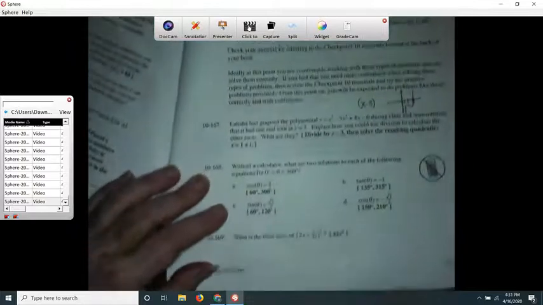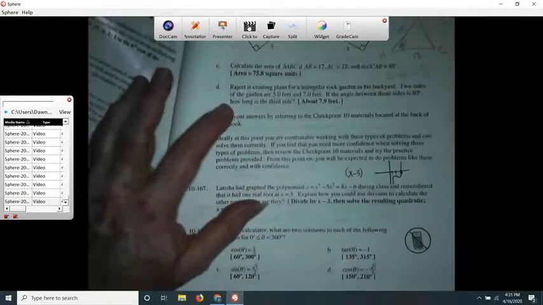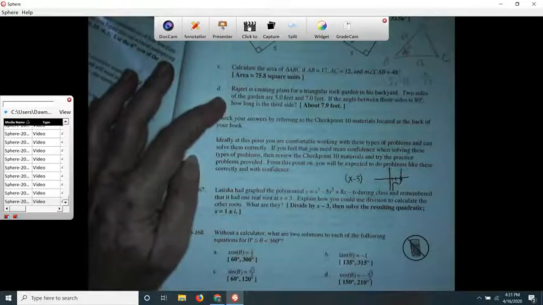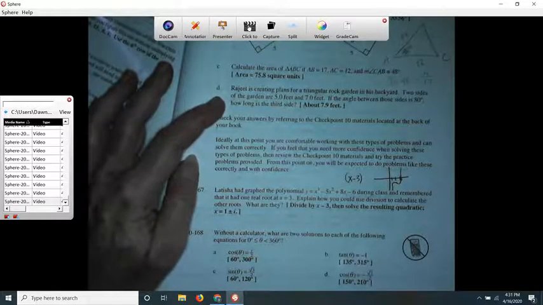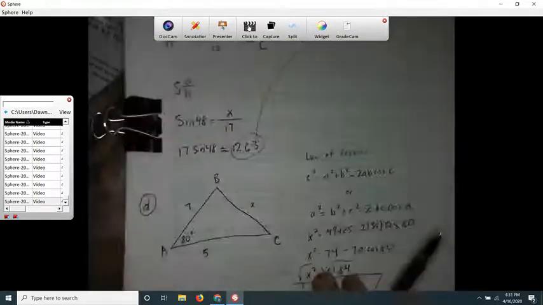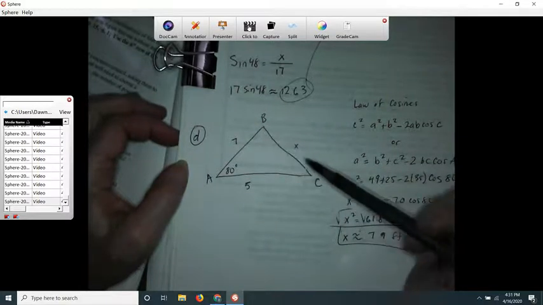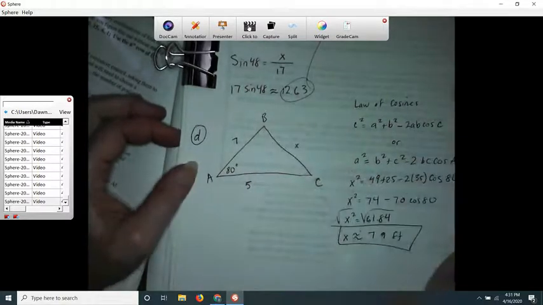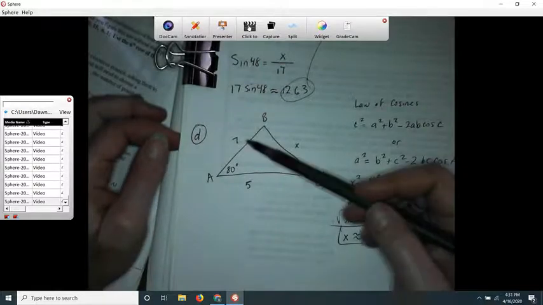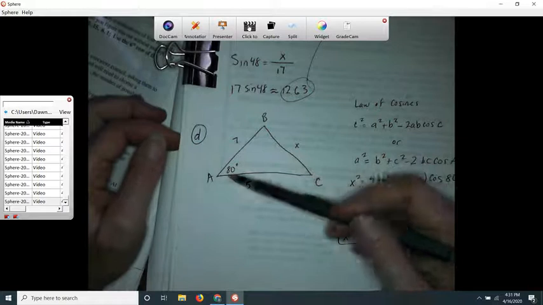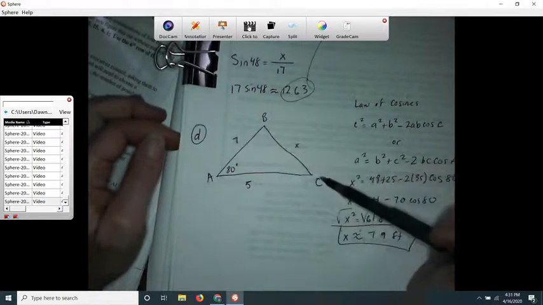Letter D said, Raphael is creating plans for a triangular rock garden in his backyard. Two sides of the garden are 5 feet and 7 feet. If the angle between those sides is 80 degrees, how long is the third side? So again, I'm just going to draw a generic looking triangle without any regard to how long each side is. And I just chose to use these two sides with the 7 and the 5 and the 80. And I always go A, B, C.